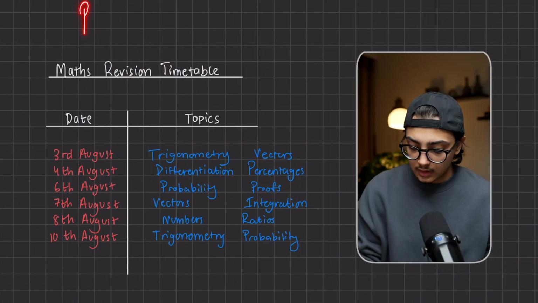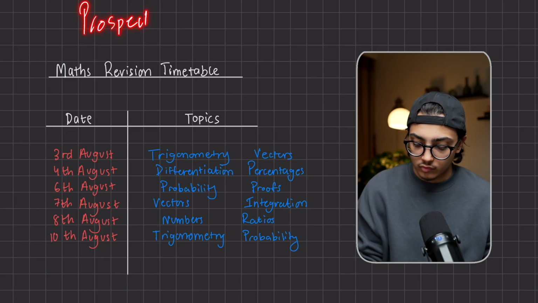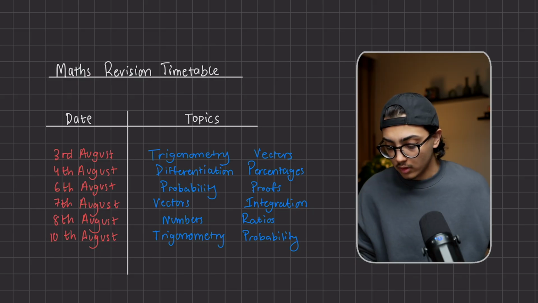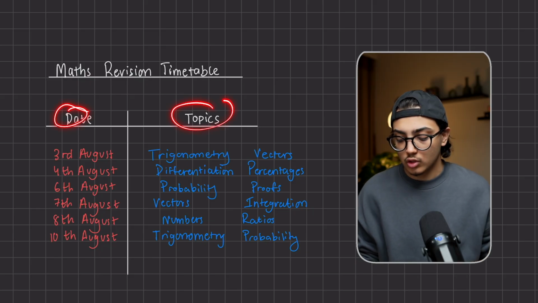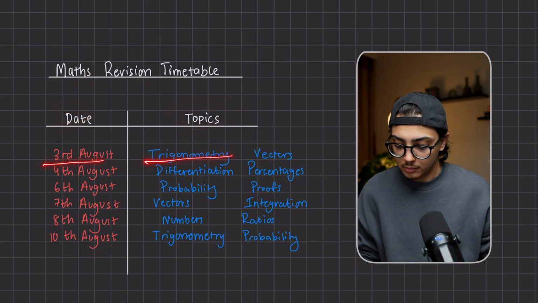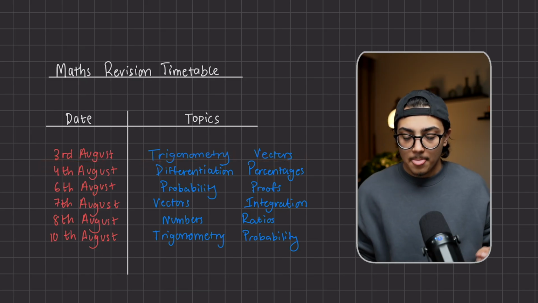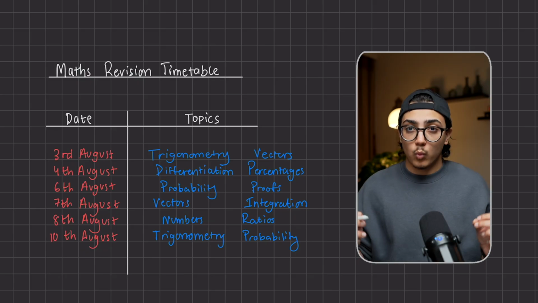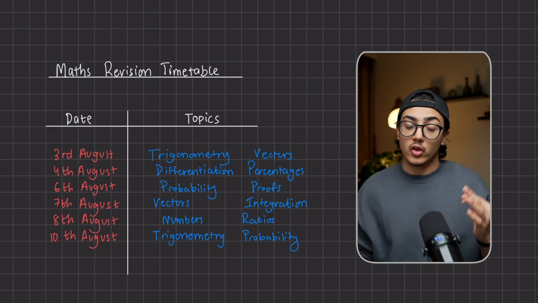Okay, so this is the standard prospective revision timetable, which is the one that we currently use and have been using since the start. You got dates on one side, topics on the other. 3rd August, you're going to be studying trigonometry and vectors. But why is this so ineffective? Well, I got 3 big issues with this timetable.